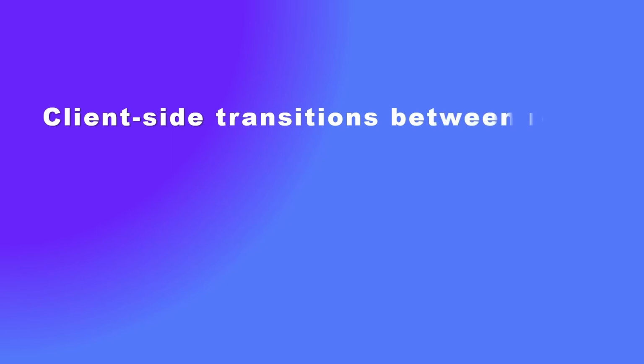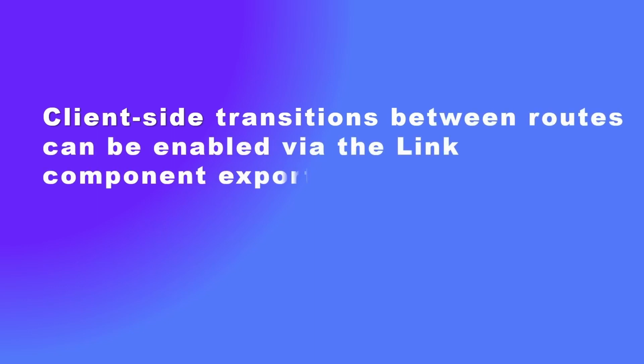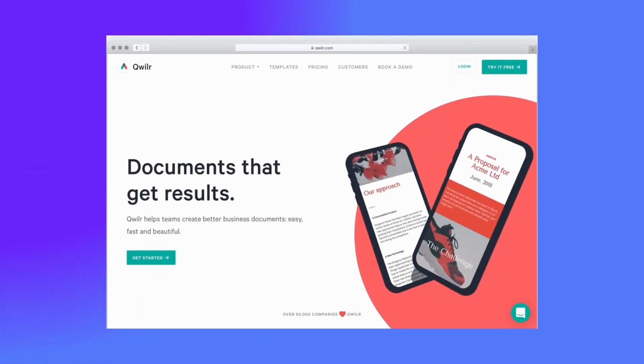In this video, I'm gonna explain about the link component in Next.js. The definition for the link component is: a client-side transition between routes can be enabled via the link component exported by next/link. The core idea of the definition is we can consider this website as a client side.